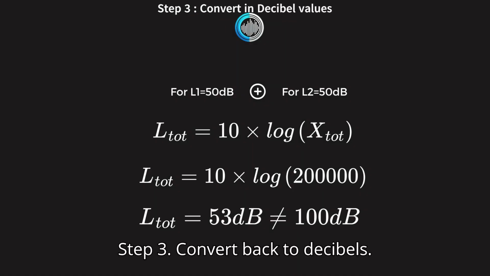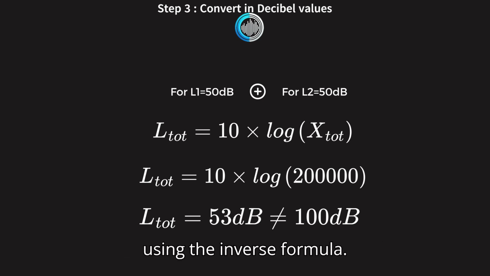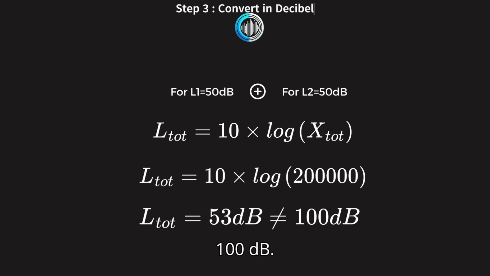Step 3. Convert back to decibels. Now convert the sum back to decibels using the inverse formula. For our example, 50 dB plus 50 dB equals 53 dB and not 100 dB.